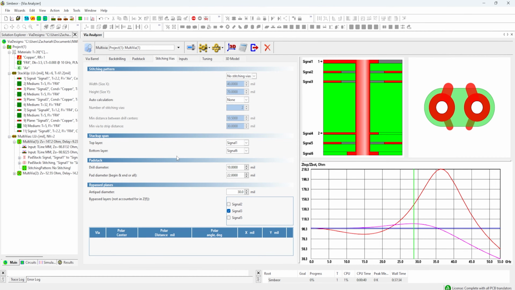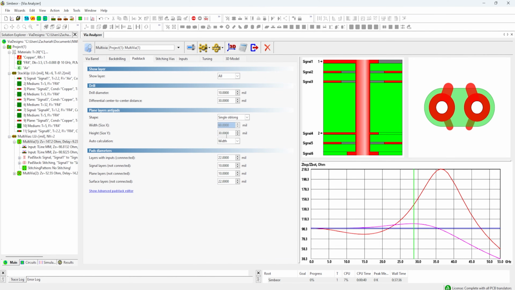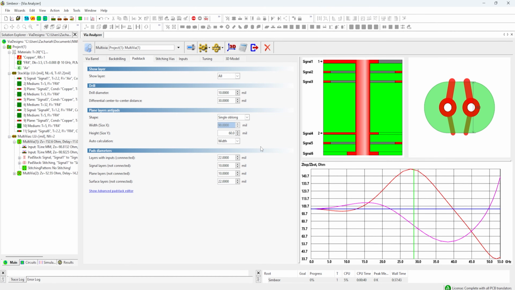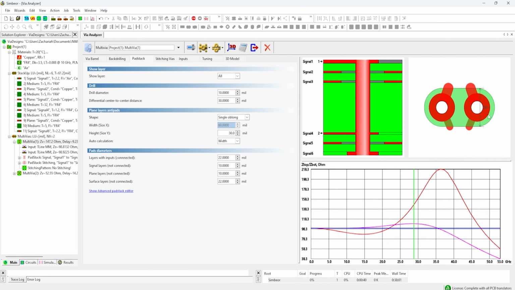And we can test that just by making the antipad on this differential via transition very large. Let's suppose, just as an example, we make it 60 mil. You can see here that the impedance spectrum changed, but the localization frequency didn't change. So because the localization frequency basically remained the same, we can say quite clearly that the localization frequency in this via transition is basically dominated by the via-to-via distance rather than the via-to-antipad distance.